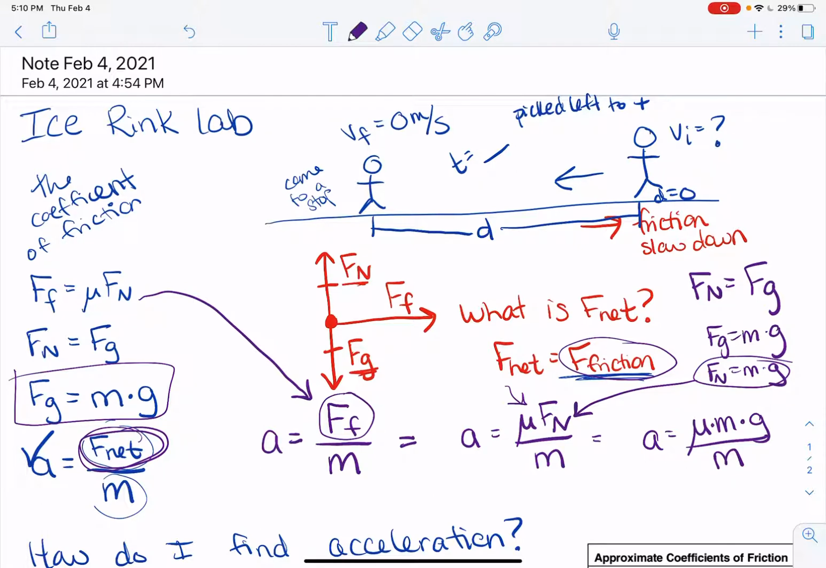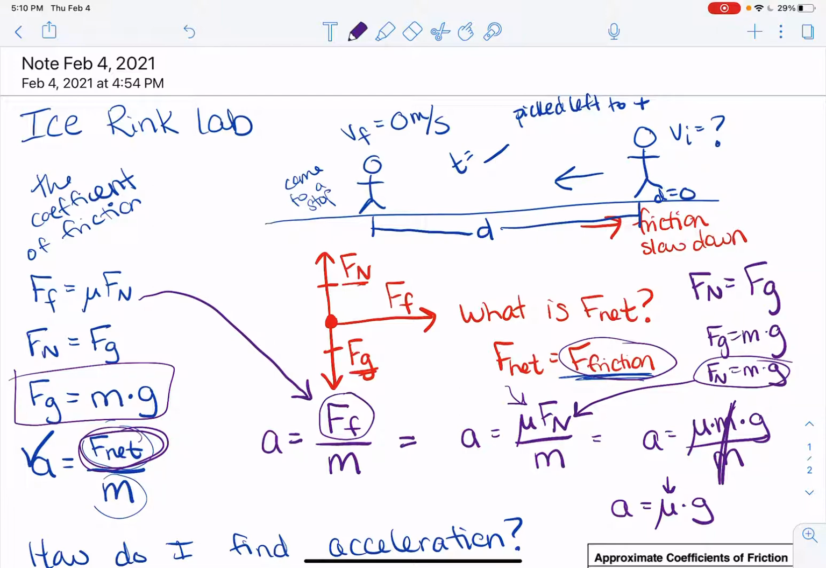And when we do that, guess what? Mass cancels out. We never needed to know the mass this whole time. So we get our acceleration equals the coefficient times gravity. And from here, you can solve for the coefficient, and that would be your answer.